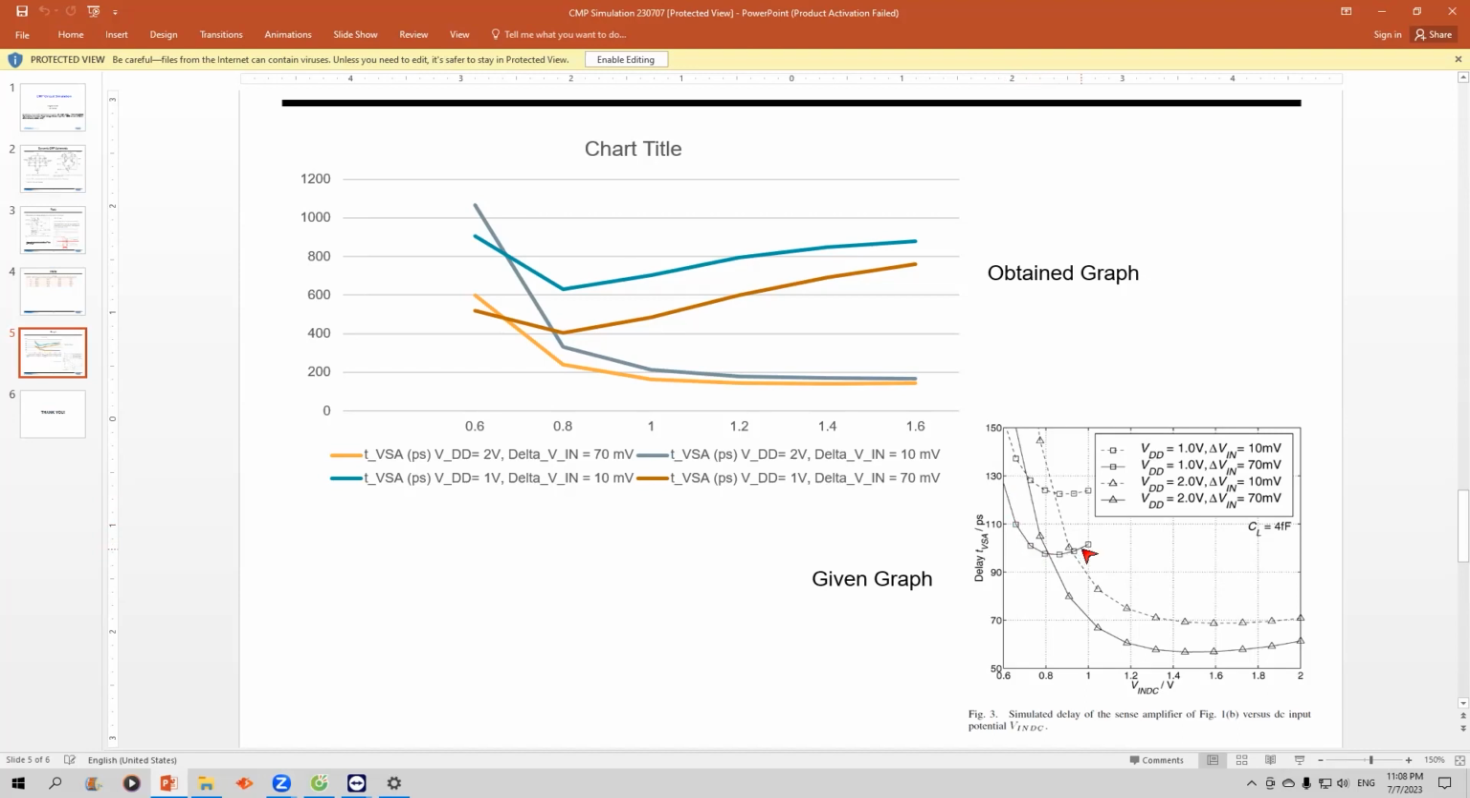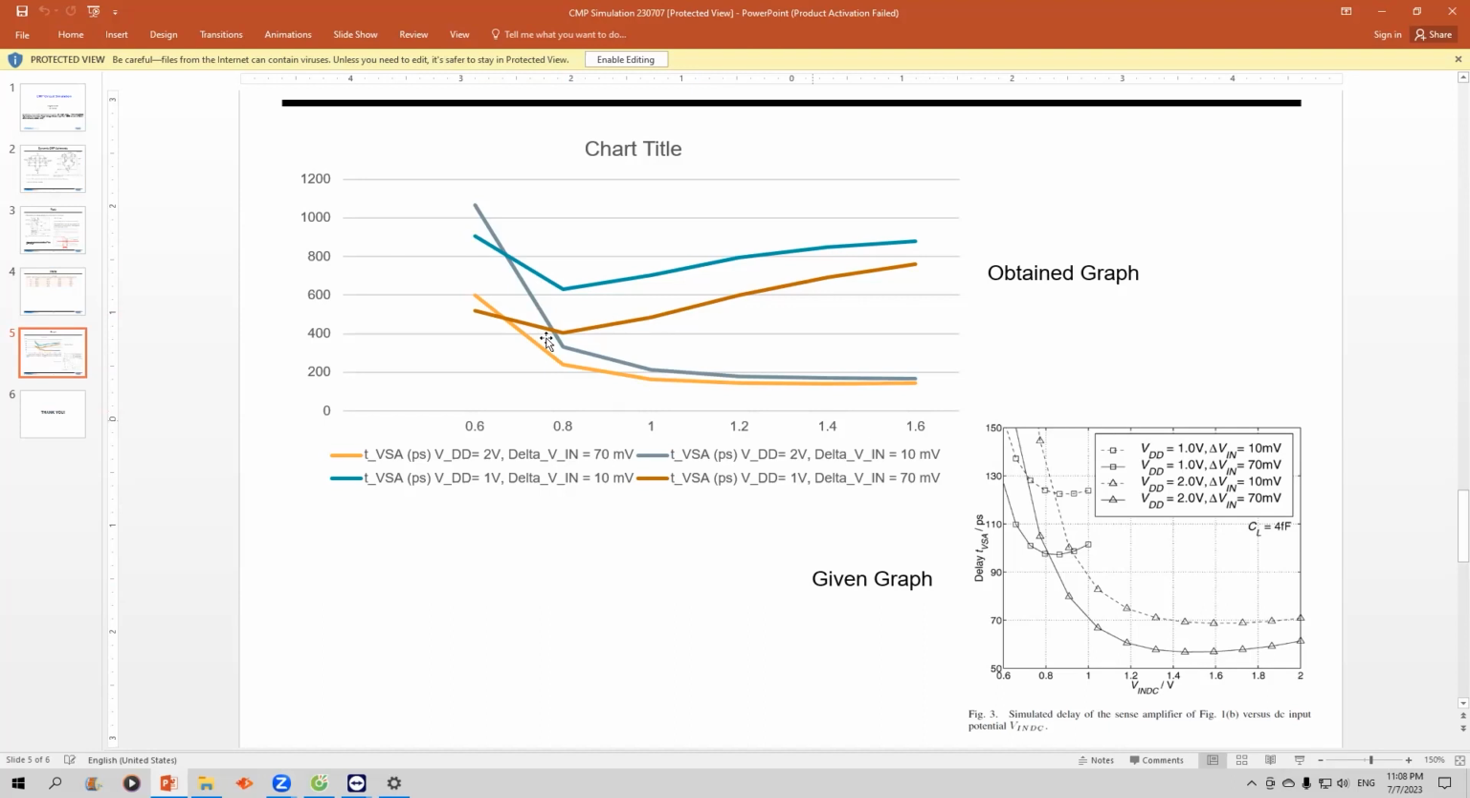I think in simulation it still works, but in your real circuit your chip might die because you apply a higher voltage than VDD. Yeah, I see. So in simulation it still works, but in the real circuit your chip might die. Okay, understood.